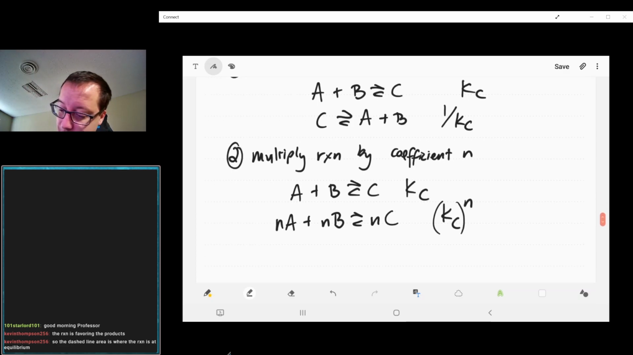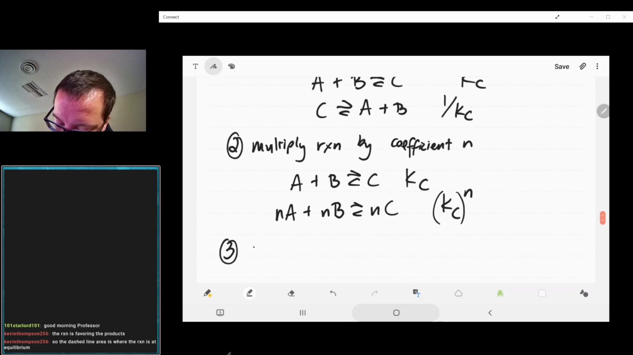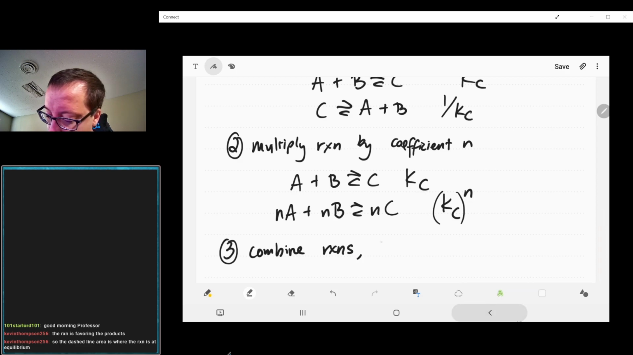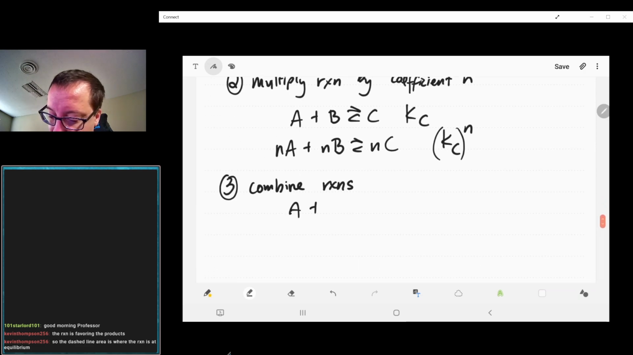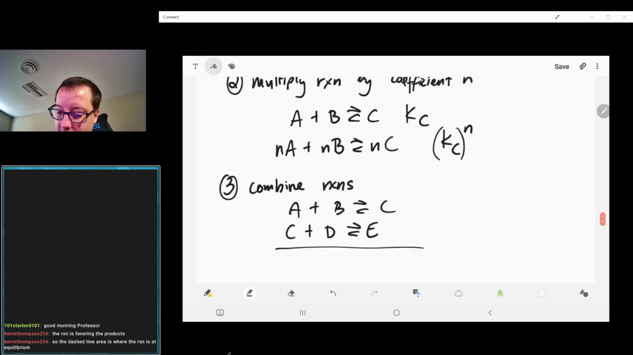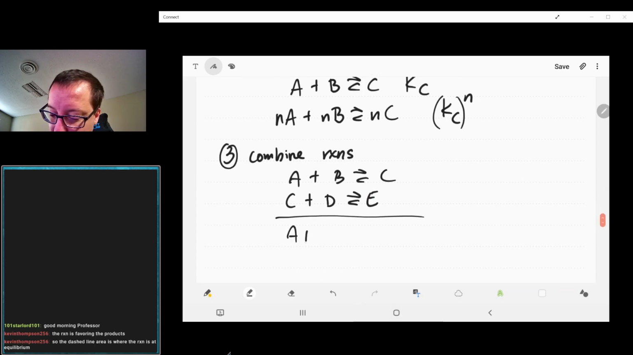And now, we see that if we combine reactions, we were able to see that A plus B goes to C, C plus D goes to E. Overall, we get A plus B plus D goes to E.